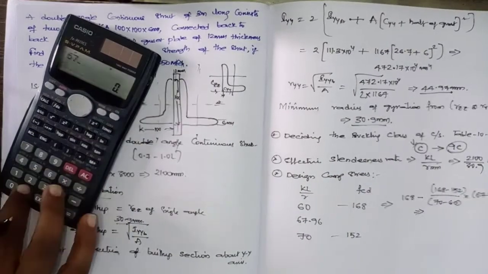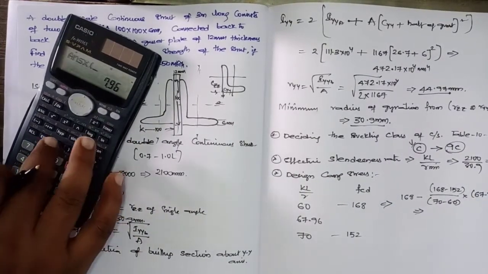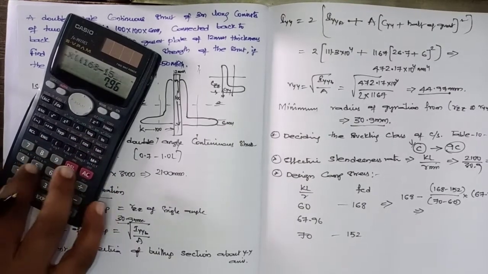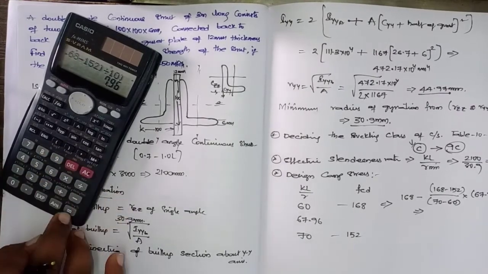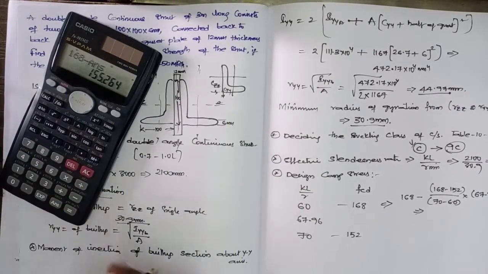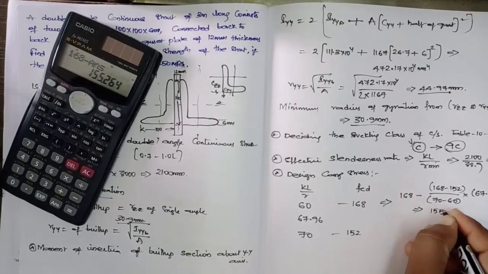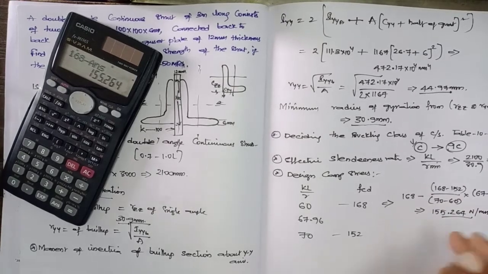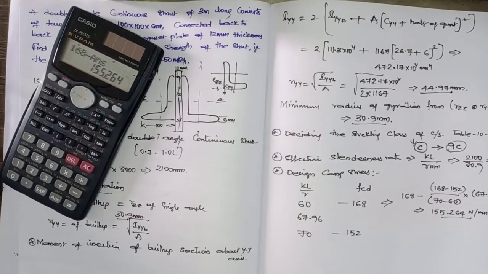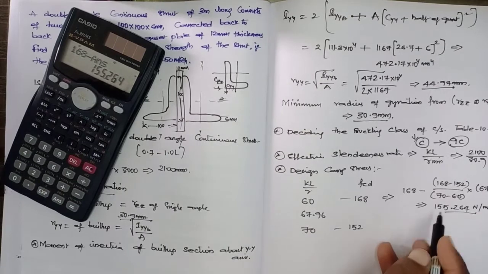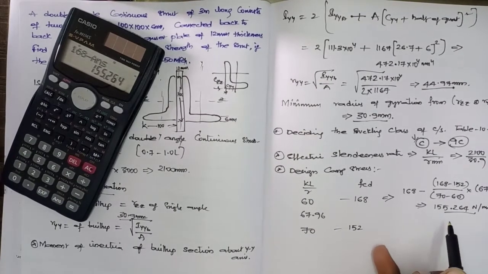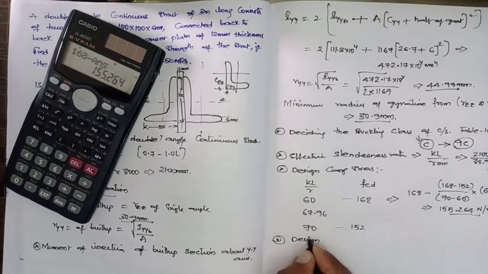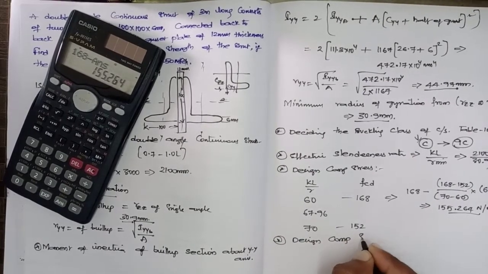So 67.96 minus 60 into 168 minus 152 divided by 10, 168 minus the answer. So how much are you getting? 155.264 Newton per mm square. Now I said earlier that this value should be in between these two, so you are obtaining it. And the final one is what? Design strength.